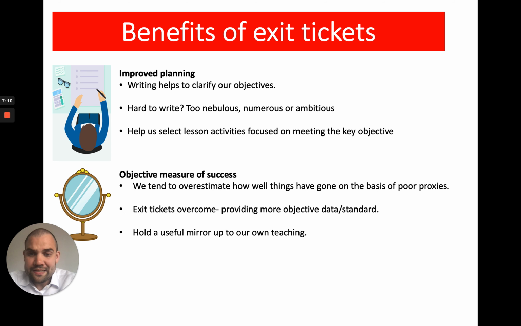Another key thing about exit tickets is they're an objective measure of success. We quite often as teachers overestimate how well things have gone on the basis of quite poor proxies, like the students looked like they were looking at me, they were engaged, they nodded a lot, things like this, which are quite poor proxies for how well students actually understood key ideas. And I think what exit tickets do is they overcome that and give you a more objective standard that you can hold yourself accountable to.